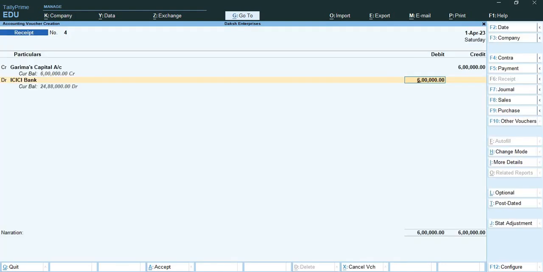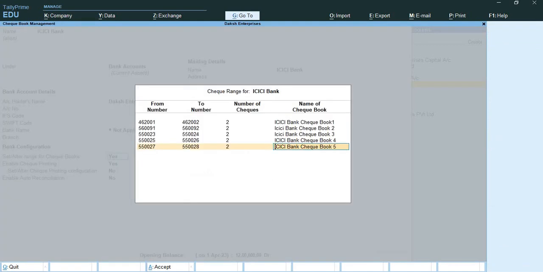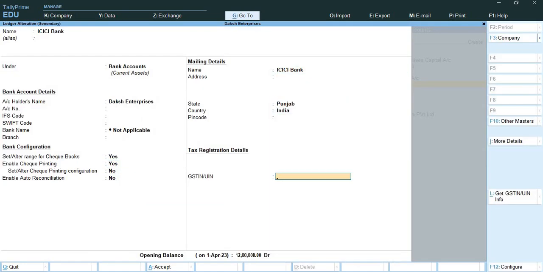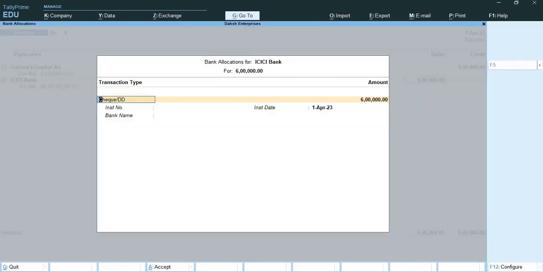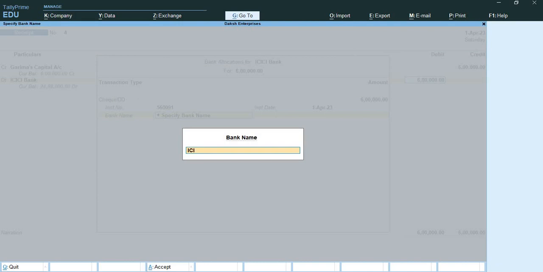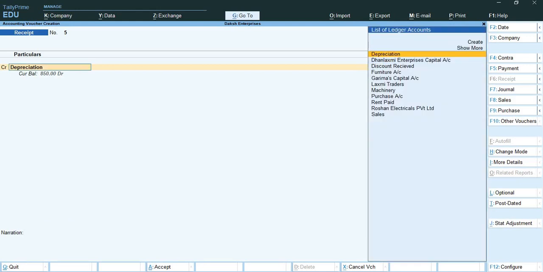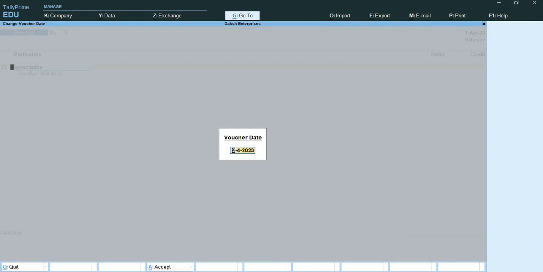So here what I will do, I'll edit my ICICI Bank ledger. I'll open my checkbook, and I'll select, okay, check ranges are already set by me. Here I need to add the check number 560091 and specify the bank name, ICICI Bank, and this entry is done. Next entry is on 3rd April 2020. I'll change my date to 3rd April.